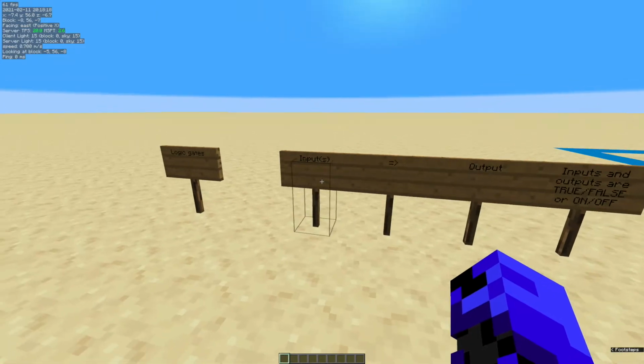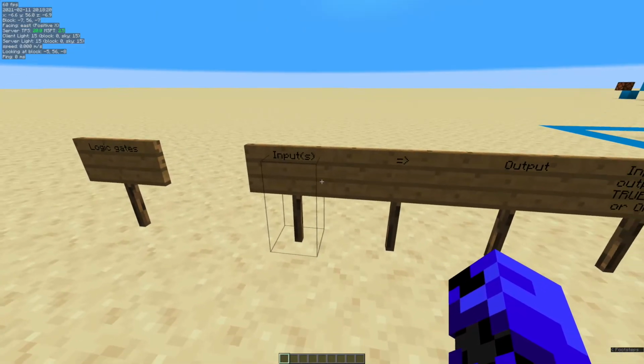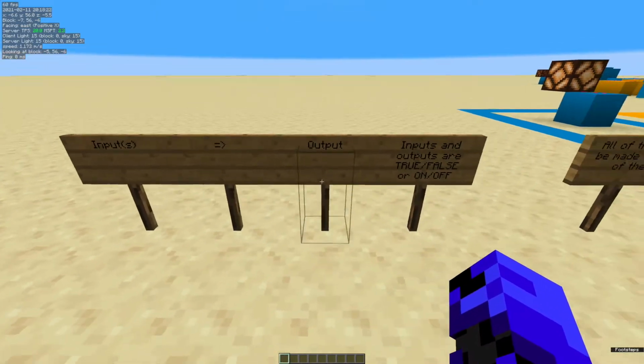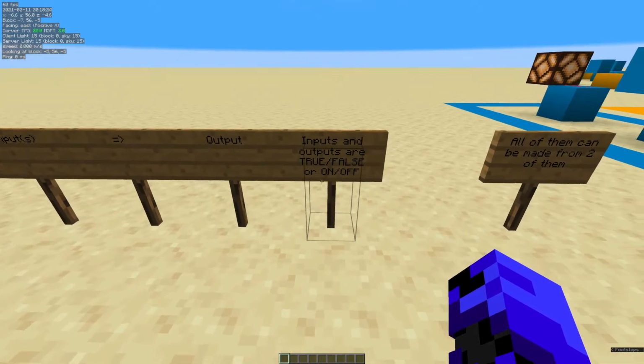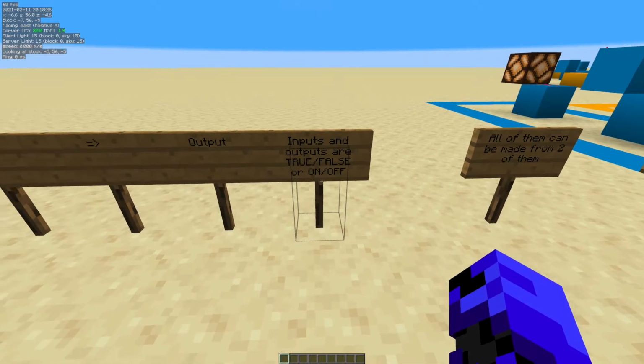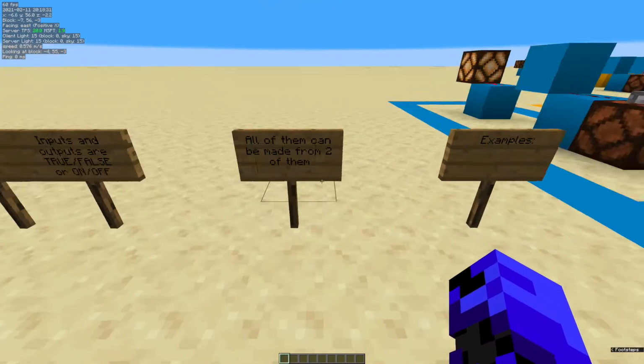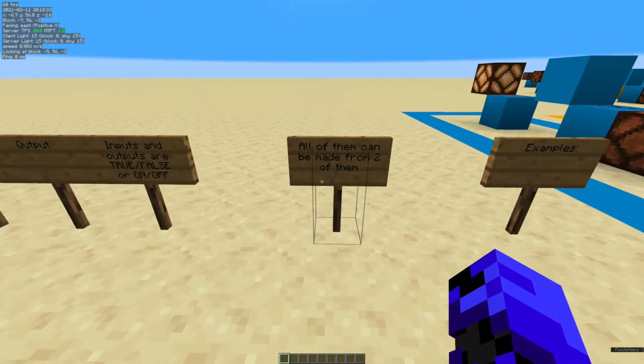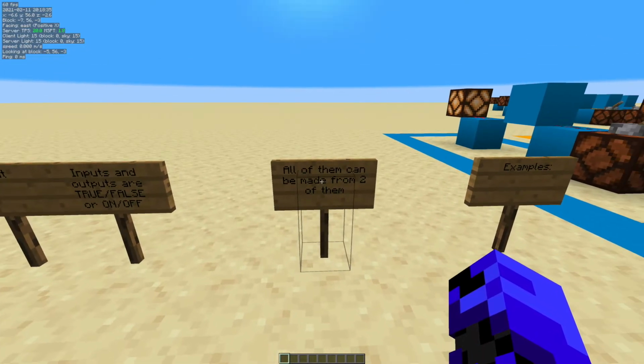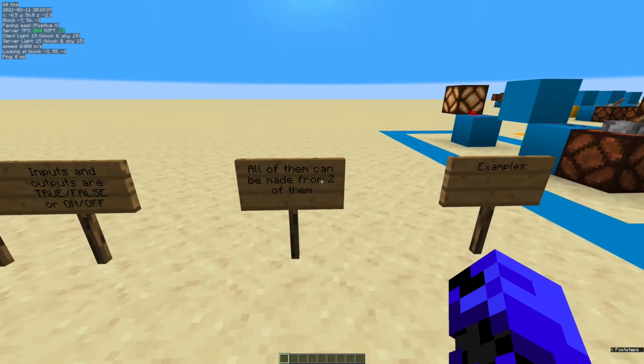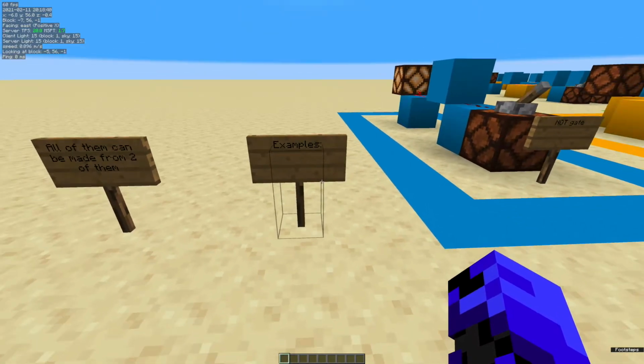A logic gate is pretty much when you put in an input or multiple inputs, and you get out an output, but the inputs have to be true or false, which is pretty much the same thing as on or off. Also, just a little side note, all of them can be made from two of them, and I'll show you what I mean later. But anyway, let me get into some examples.